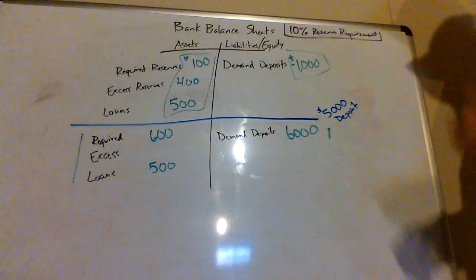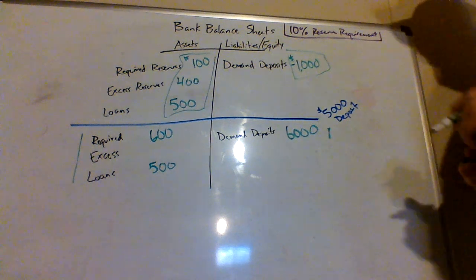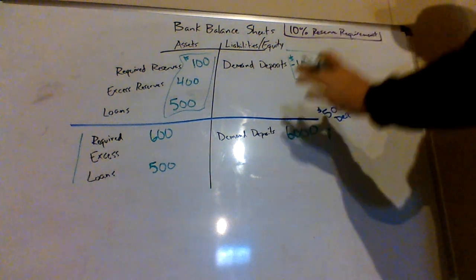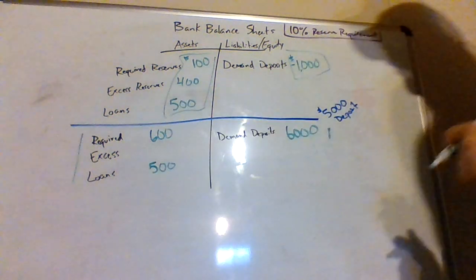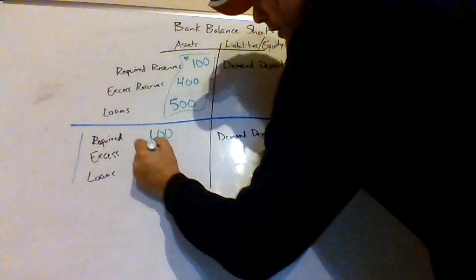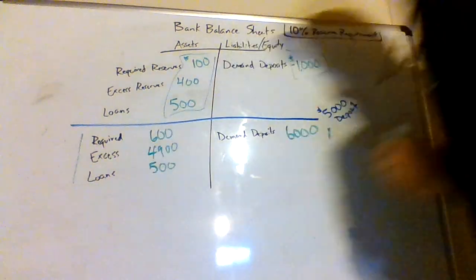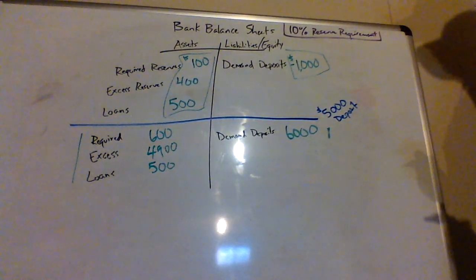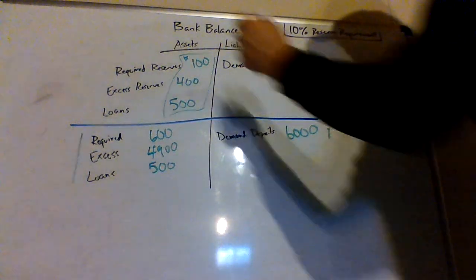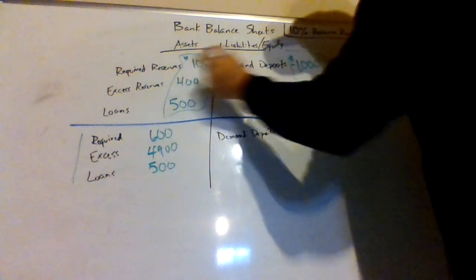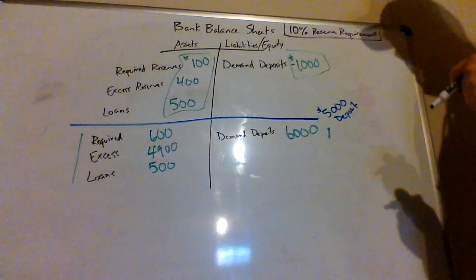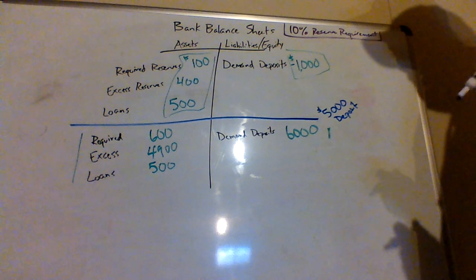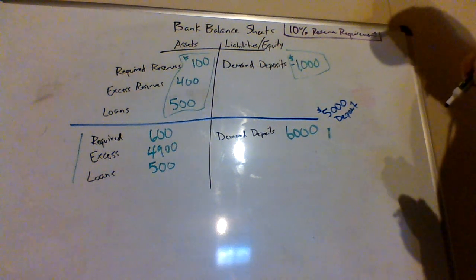Well, now we've got 2 out of the 3. We've got some simple algebra to do, right? 6,000 minus 1,100 should be $4,900. And we have that $4,900 now that we can loan out. Or 4,500 new dollars to loan out is sometimes how they want you to word some things.